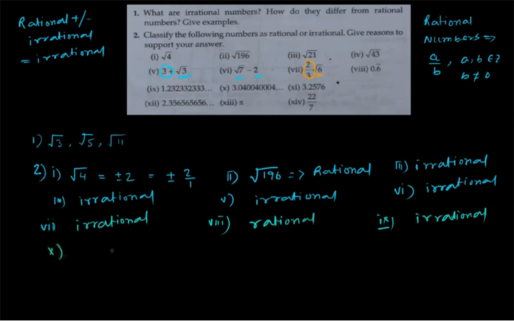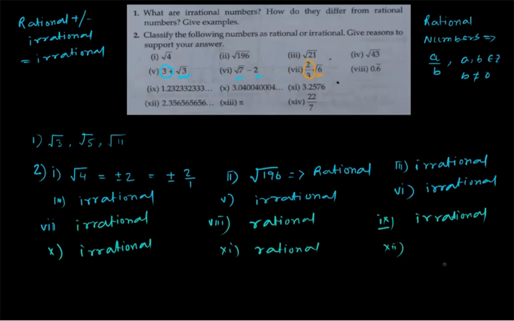Next one, the 10th one, it's 0.04004004004, right? So again, the same logic is applicable for this one also. So it's irrational. The 11th one is given 3.2576. So it is a terminating number, and all the terminating numbers are rational.